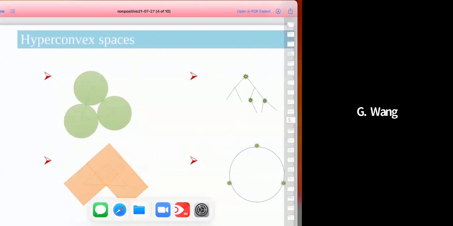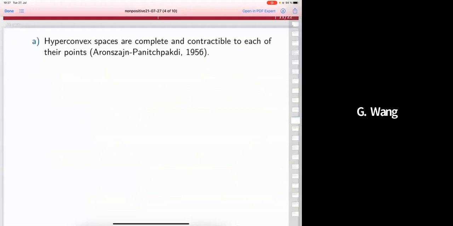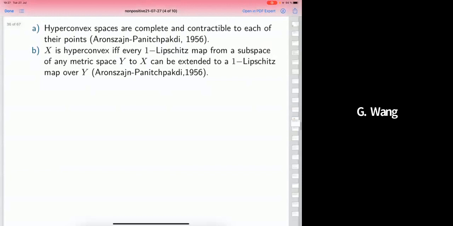So let me recall some properties of hyperconvex spaces. They are complete and contractible to each of their points. That was already shown by Aronszajn and Panitchpakdi, who introduced those spaces first. And contractible to each of their points in particular means that they don't have non-trivial topology. I'll return to that important aspect. Then you also have a Lipschitz extension property, so the space is hyperconvex if and only if every one-Lipschitz map from a subspace of any metric space Y to X can be extended to a one-Lipschitz map over the entire space. There's no obstruction to Lipschitz extensions.